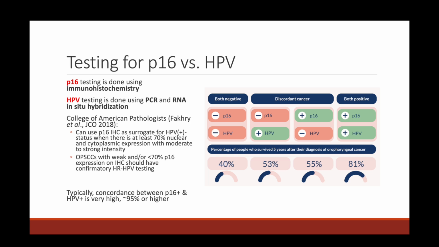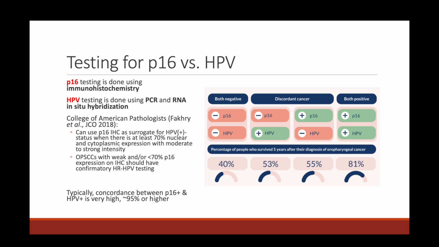So there is a guideline from the College of American Pathologists, published by ASCO, and it states that you can use P16 immunohistochemistry as a surrogate for HPV positive status when there is at least 70% nuclear and cytoplasmic expression with moderate to strong intensity. So if the tissue sample has moderate to strong intensity of P16 expression and there's at least 70% expression, only then can it be used as an HPV surrogate.